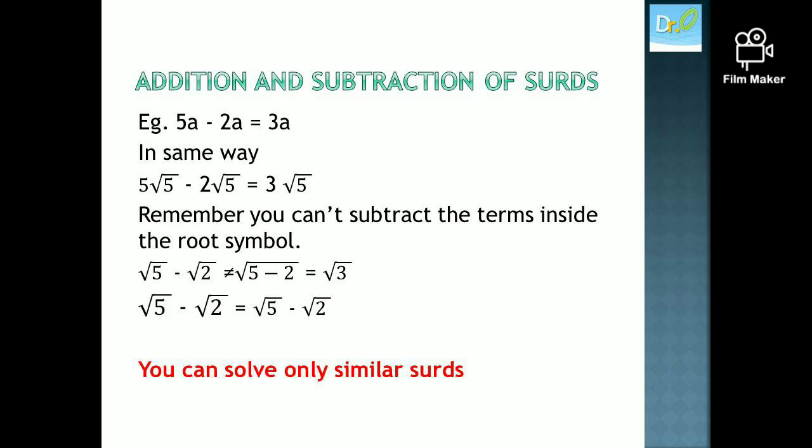The same theory applies. You cannot subtract the terms inside the square root. If you happen to simplify root 5 minus root 2, you cannot write it as square root of 5 minus 2, as root 3. Root 5 minus root 2 cannot simplify further since these two terms are not similar. Therefore, your final answer ended up with root 5 minus root 2. Only the simplification you can do is with questions like 5 root 5 minus 2 root 5, where the surd terms are similar in this expression.